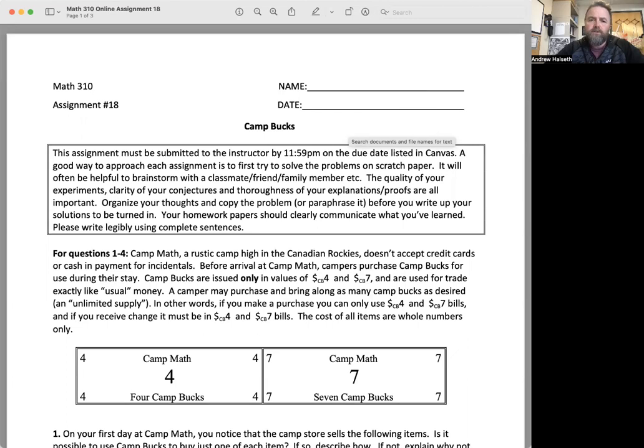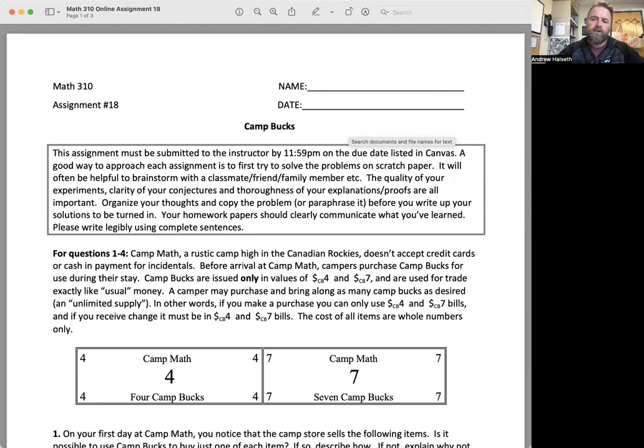This week we'll be doing a new topic, so getting away from probability and doing something different. We'll introduce the topic with what's called camp bucks. So there's an explanation of it here, but basically it's a math camp and they don't accept regular money or credit cards or anything like that.